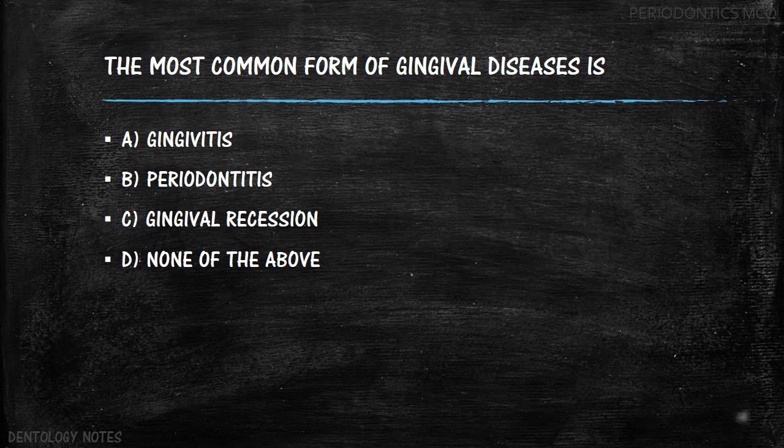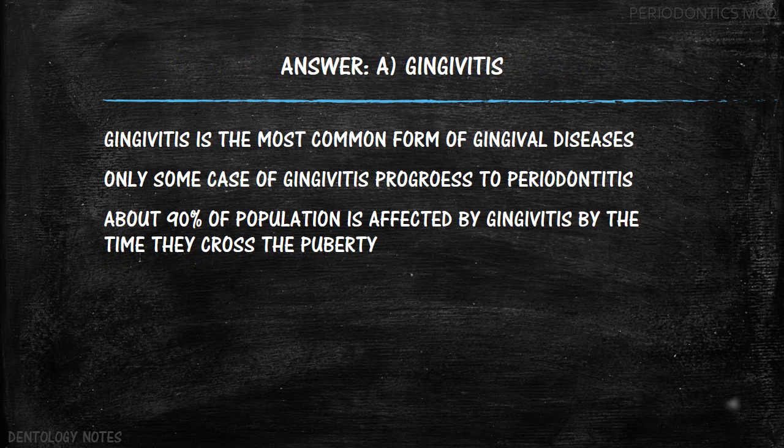The most common form of gingival disease is: A. Gingivitis. B. Periodontitis. C. Gingival recession. D. None of the above. Answer: A. Gingivitis. Gingivitis is the most common form of gingival disease. Only some cases of gingivitis progress to periodontitis. About 90% of the population is affected by gingivitis by the time they cross puberty.